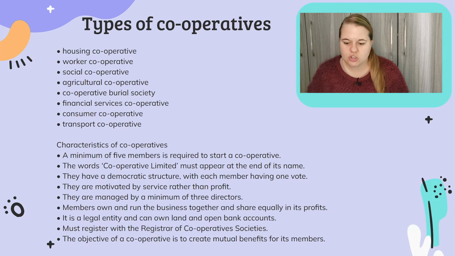Right, so the types of cooperatives, there they are. Housing, worker, social, agricultural, cooperative, burial society, financial services, consumer, and transport. Okay, the characteristics. A minimum of 5 members is required to start a cooperative. The words Cooperative Limited must appear at the end of the name.